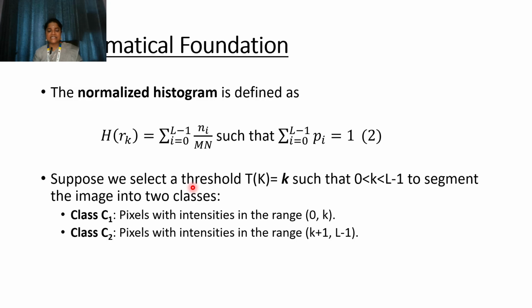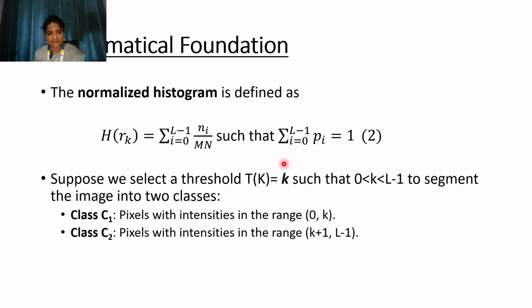In the next step, we are going to choose a threshold. We are going to choose a random threshold initially, T equals k. So what is this k going to be? It is going to be a value between 0 and L minus 1. It's going to be one of the intensity levels, and we are going to choose this randomly. This can even be the average of the values. So it's going to be a random intensity level present in the image. This is the initial segmentation threshold that we are choosing.